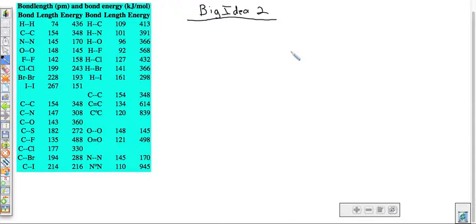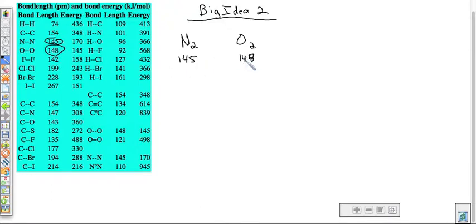So let's look at this chart over here and compare a couple of examples. Let's compare nitrogen and oxygen. If you're looking at N2 and O2, the question might be asked, which one has a stronger bond? You're going to have to analyze the two. Nitrogen has a bond length of 145. Oxygen's length is 148.